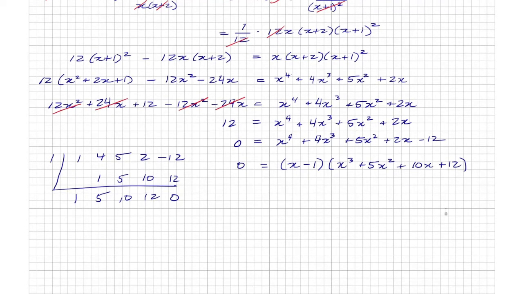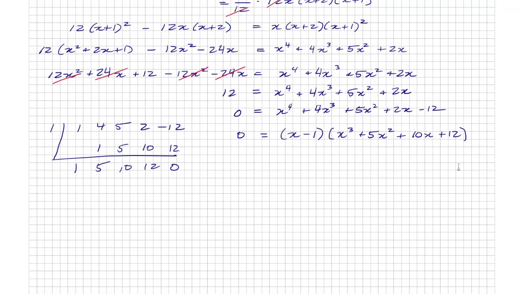So again, I'm going to look at factors of 12 and see if anything works. And I will find that negative 3 does work. So I'm going to do another round of synthetic division. So I'll do negative 3 over here. And we're factoring this cubic right here. So I go 1, 5, 10, and 12.